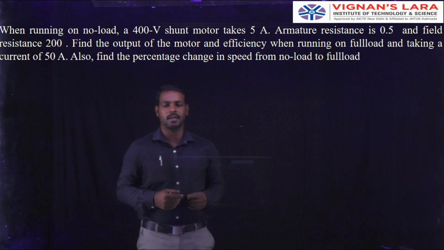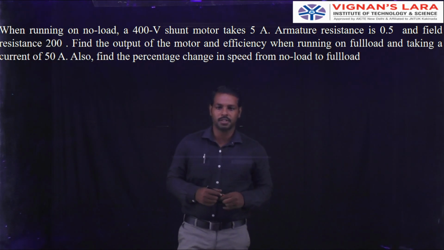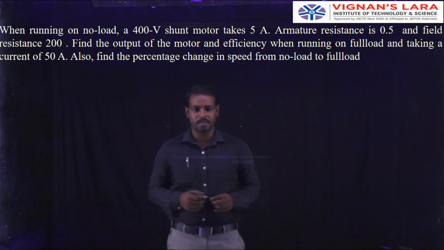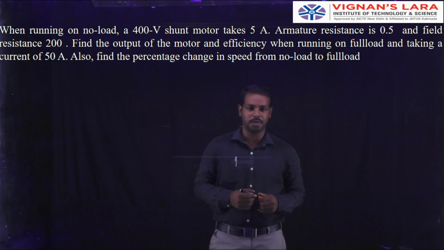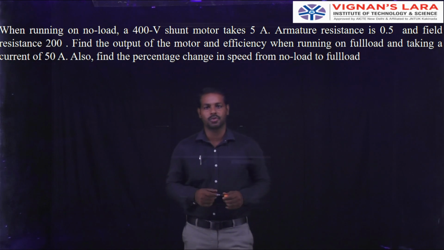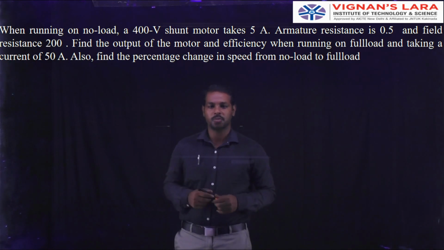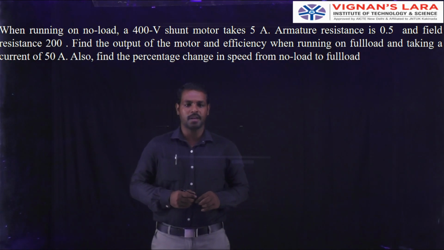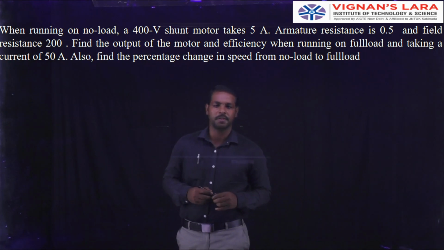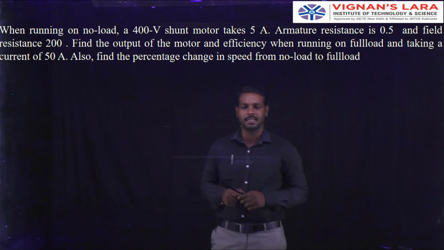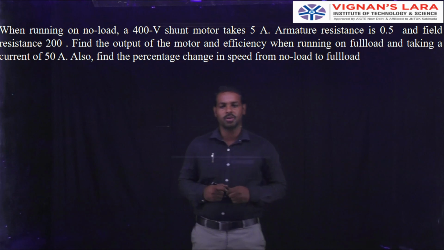When running at no load, a 400 volt shunt motor takes 5 amperes, armature resistance 0.5 ohm and field resistance 200 ohms. Find the output and efficiency of the motor when running on full load taking a current of 50 amperes. Also find the percentage change in speed from no load to full load.